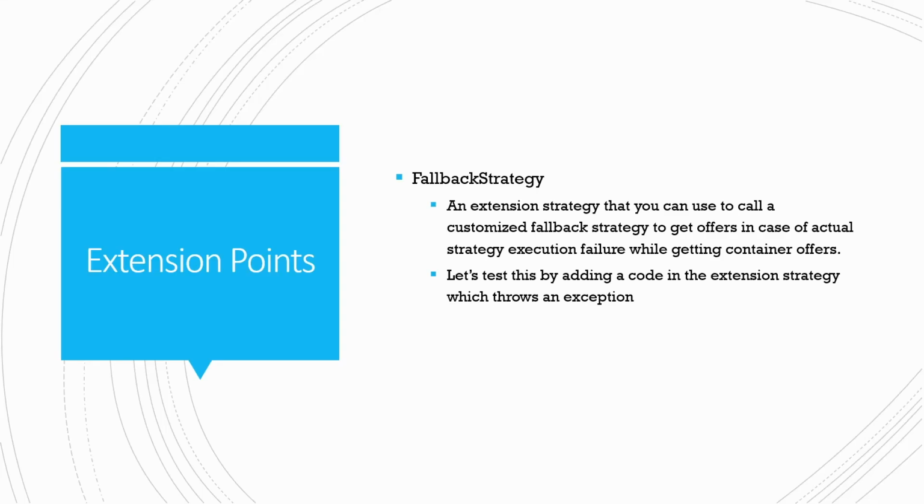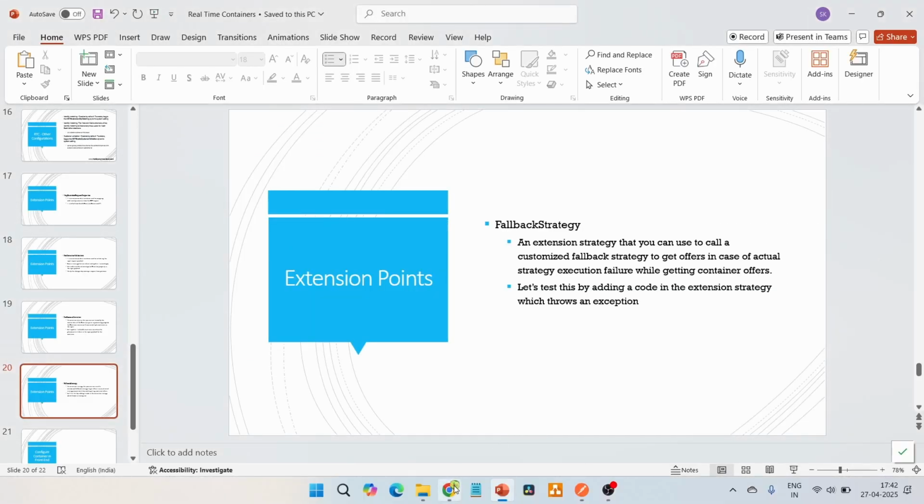Hi all. So in this video, we are going to learn about the fallback strategy. This is an extension strategy that you can use to update your logic of having customized actions. Let us say the NBA strategy framework somehow failed. If your trigger level strategy fails, then you can use this fallback strategy to send some sample actions.